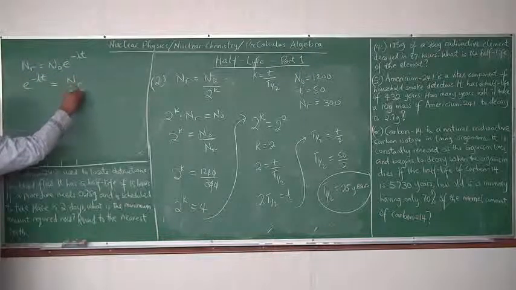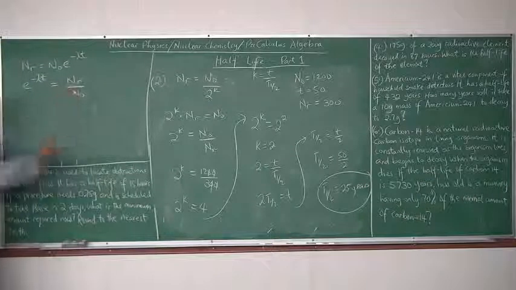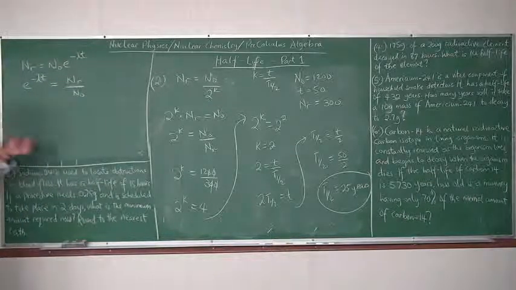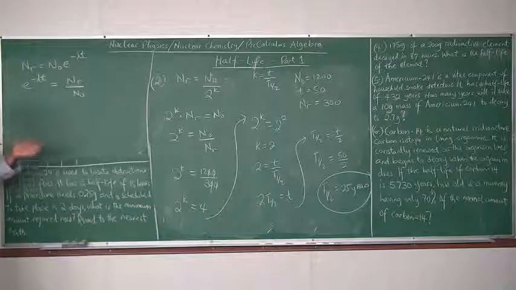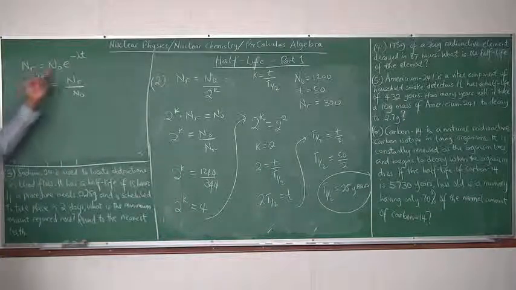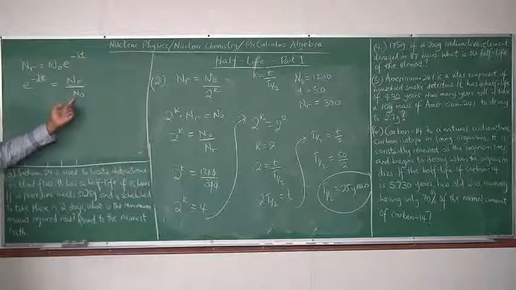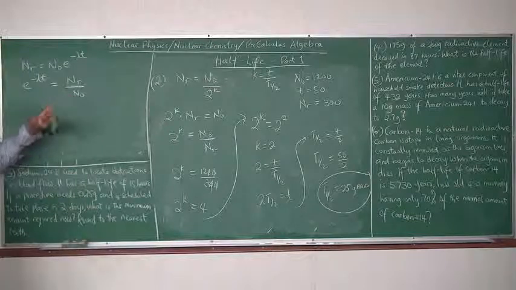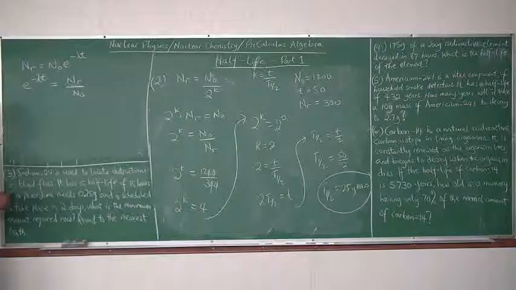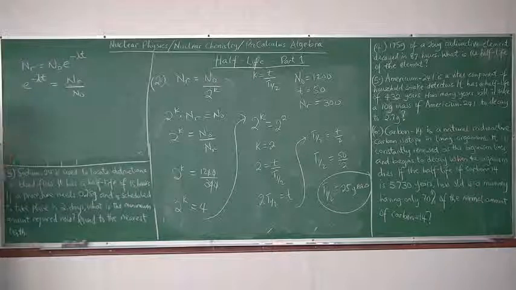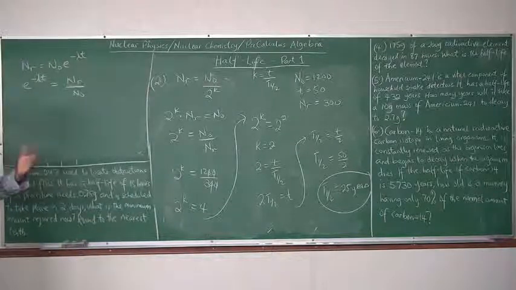NR over NO. If you want to know how I'm doing this, you have to view my video on literal equations. I hope you have an idea of that. I switched this, then I divided both sides by N subscript O. We now have that. Let's find the decay constant first, because if we find the decay constant, then we can find the half-life.